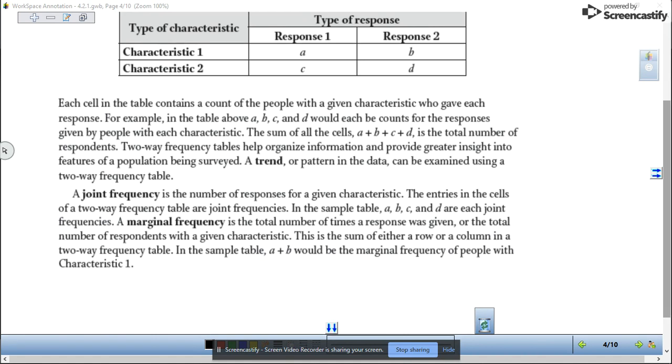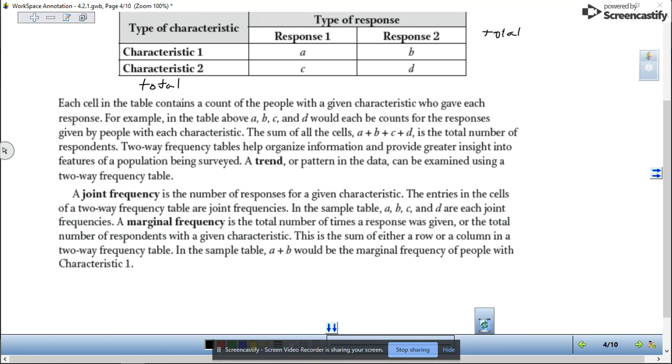But what's really important for this is something called joint frequency and marginal frequency. So the joint frequency we can find by looking at the response for each individual thing. So A, B, C, and D would be joint frequencies. Marginal frequencies are the total of each group. Now, you're going to have to go back and create a little total chart so that we can find these.